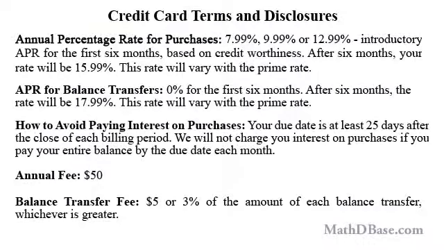When applying for a new credit card, you will see a page of terms and disclosures that will include information such as this: a range of annual percentage rates, often abbreviated APR, for purchases. These introductory or teaser rates last only for a short time, such as 6 months, after which a higher rate will be in effect.